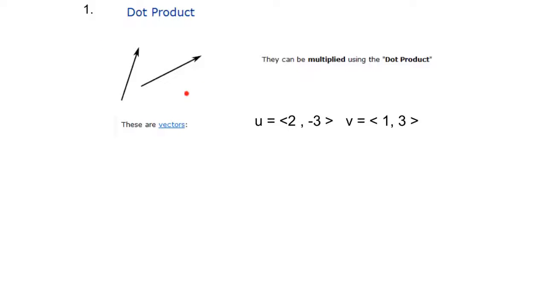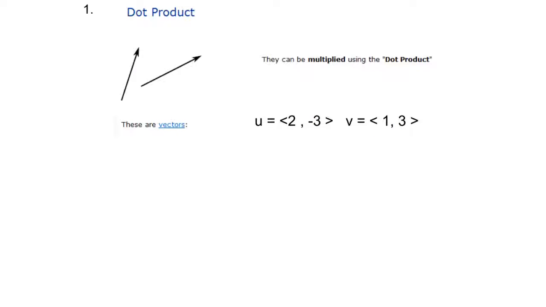So these, once again, are vectors, and vectors can be multiplied using a dot product. This is a vector in component form. Both of them are written in component form, which means that if I put those vectors at their initial end at 0, their terminal end would be at the point 2, -3, and the other one would be at 1, 3.